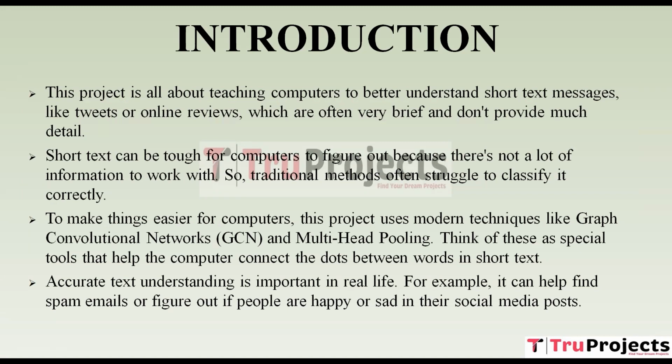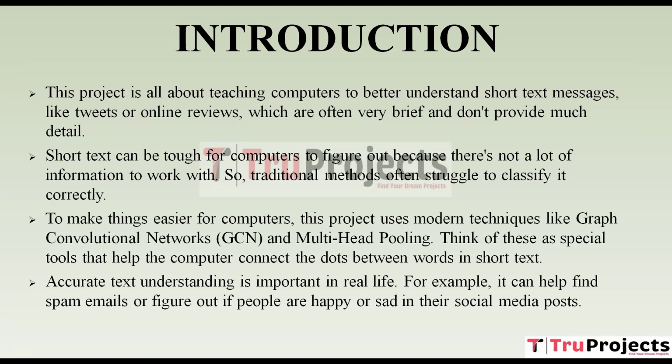Short text is challenging because it lacks enough words for traditional methods to accurately classify it. To address this challenge, the project employs advanced techniques like graph convolutional networks (GCN) and multi-head pooling. These methods help computers connect the meaning of words in short text, providing context.